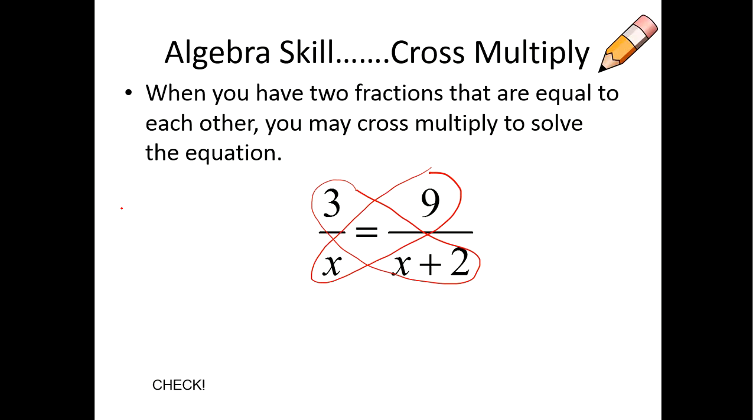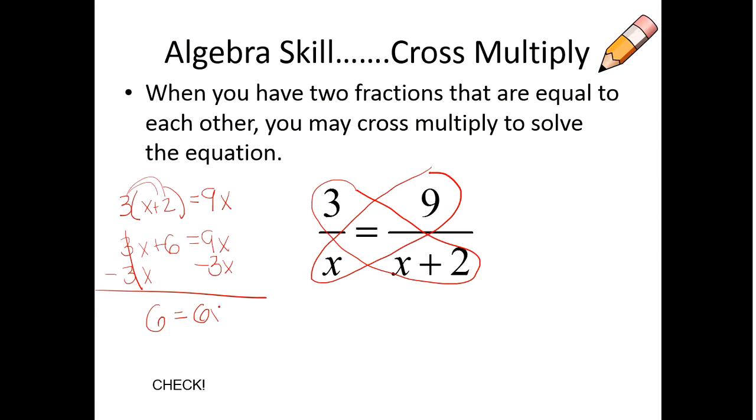So in my case, I would have 3 times x plus 2 equals 9 times x. Well, I'm going to distribute this 3 in. So I'll get 3x plus 6 equals 9x. So, solving for x here, let's subtract 3x from both sides. Okay, I got 6 equals 6x. Divide by 6. So I get x equals 1.